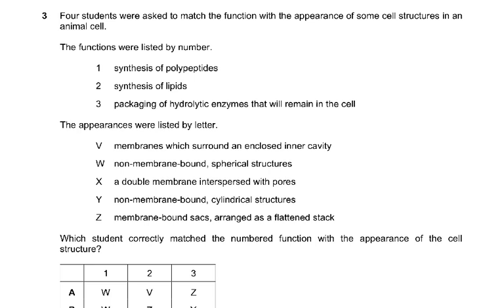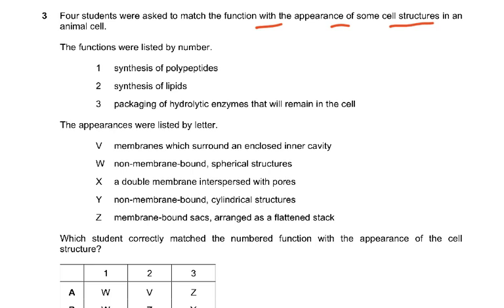Question number 3. Four students were asked to match the function with the appearance of some cell structures in an animal cell. The functions were listed by number. 1. Synthesis of polypeptides. Number 2. Synthesis of lipids. Number 3. Packaging of hydrolytic enzymes that will remain in the cell. So that means formation of lysosomes.